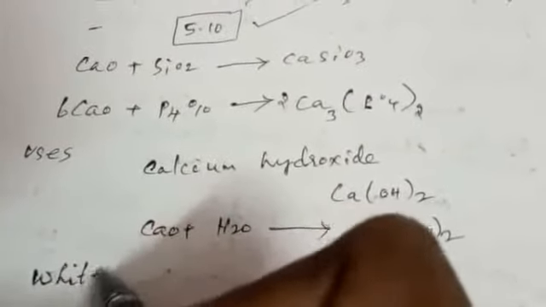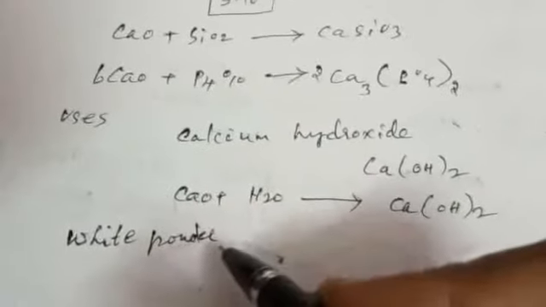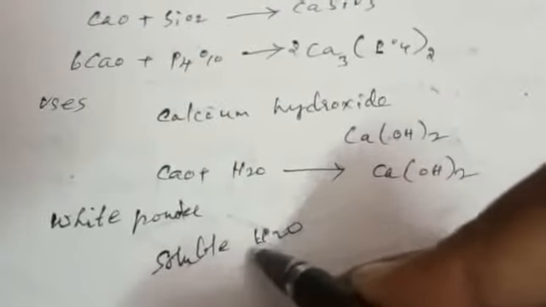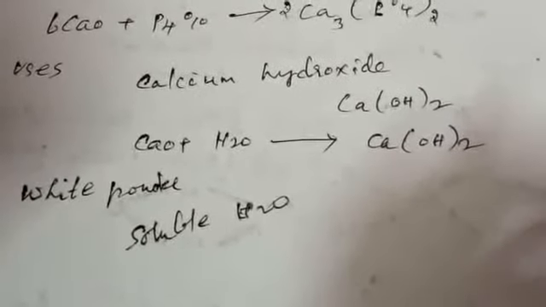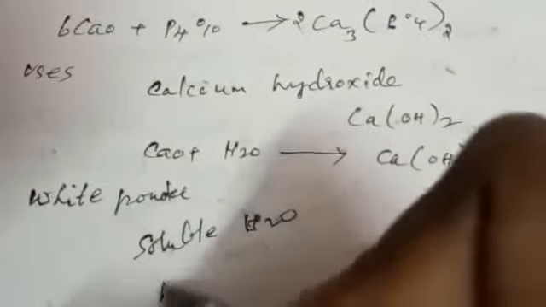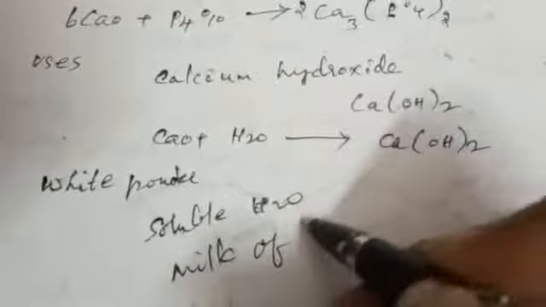Next, properties. Calcium hydroxide is a white powder. Sparingly soluble in water. Calcium hydroxide, sparingly soluble in water, is also known as lime water and milk of lime.